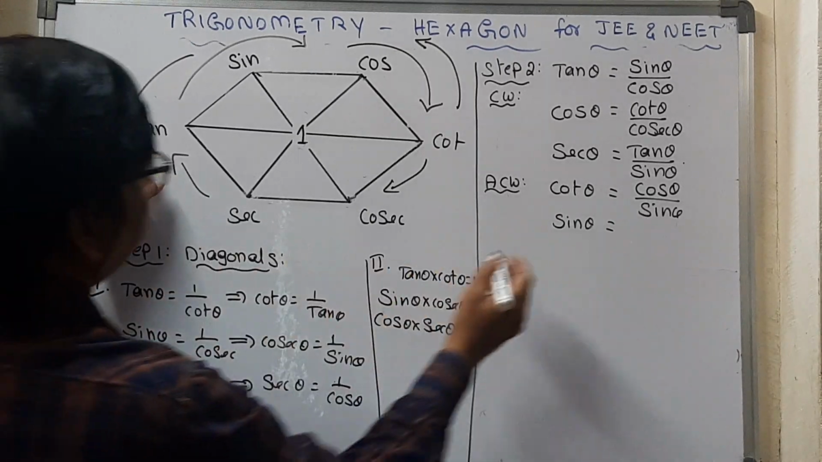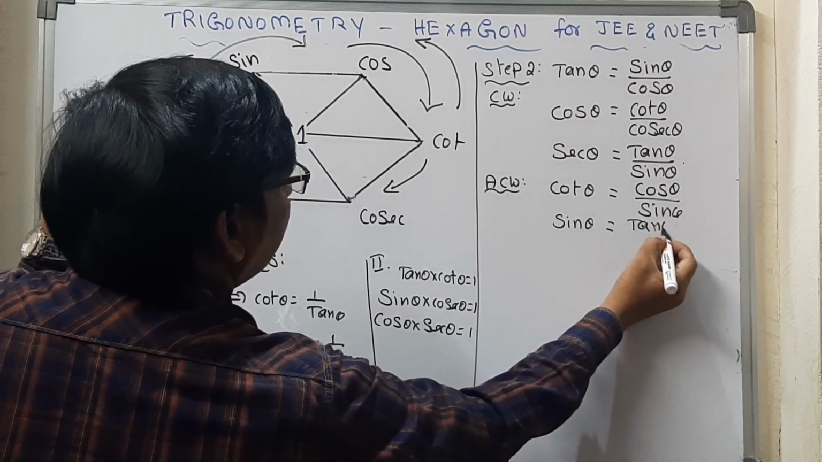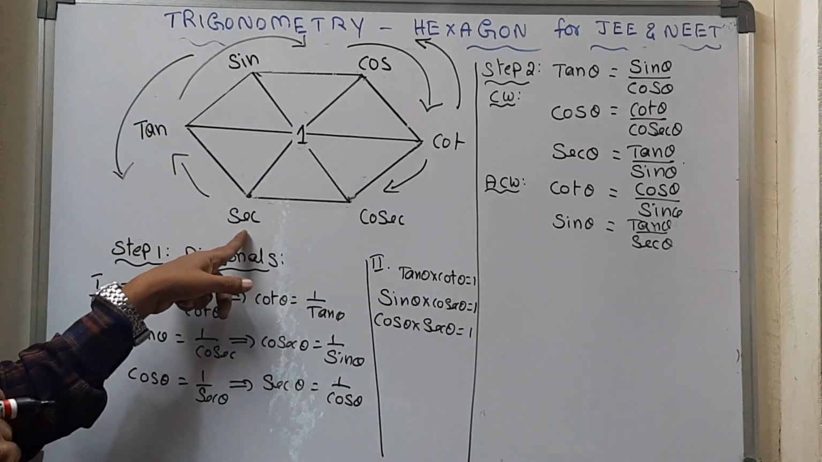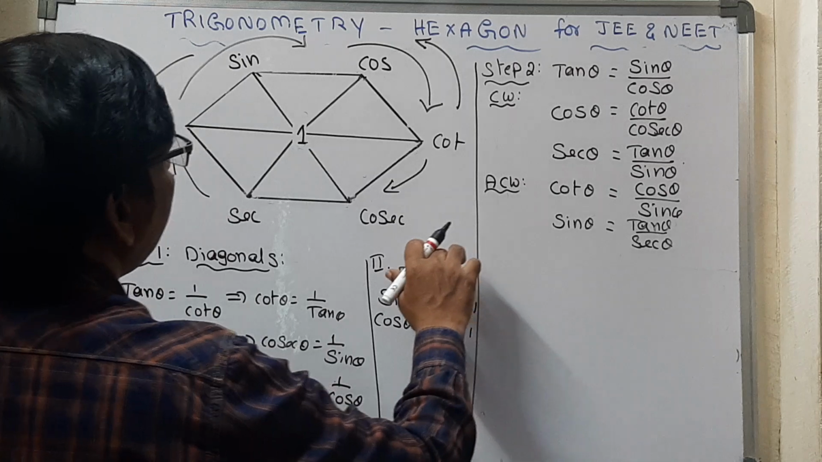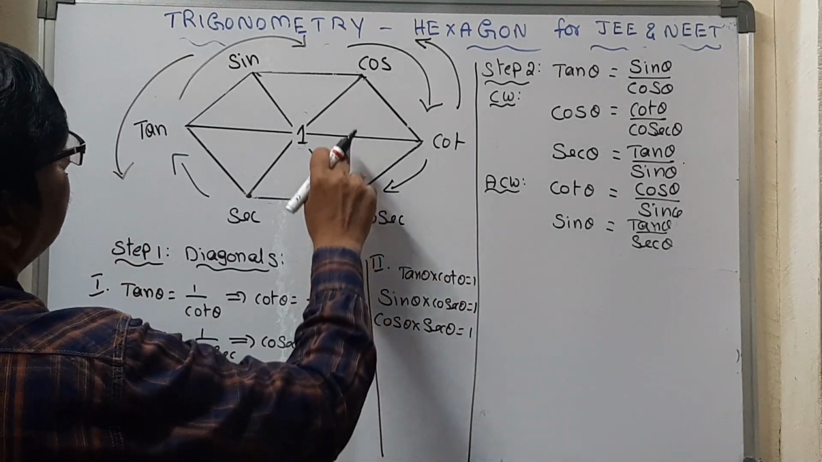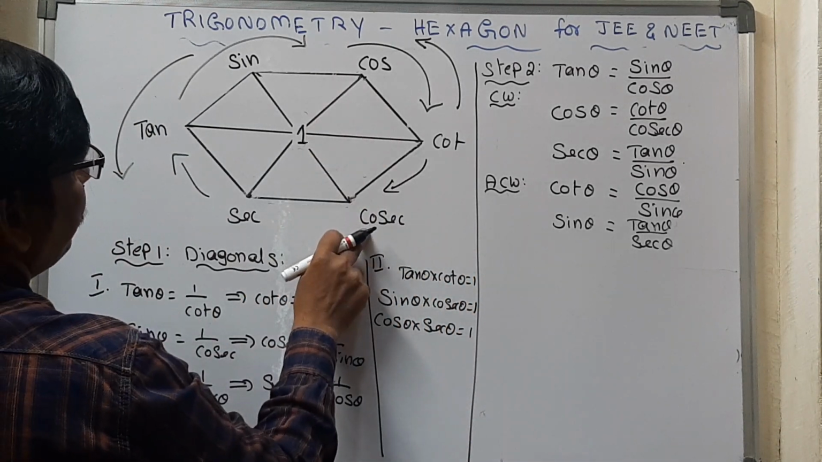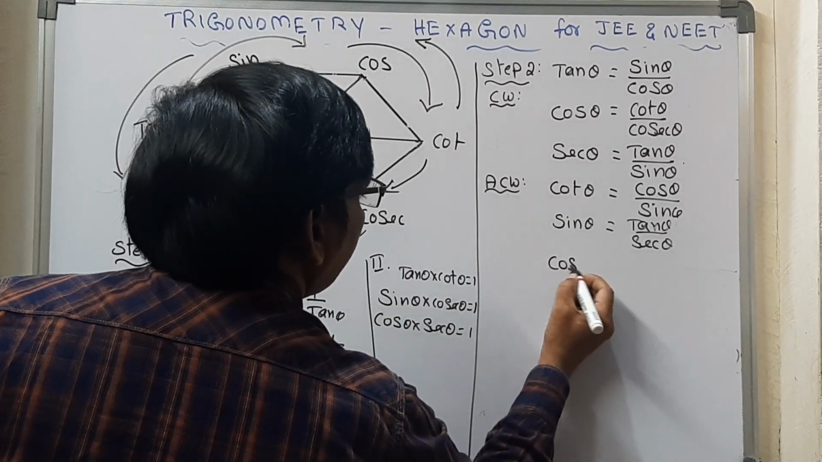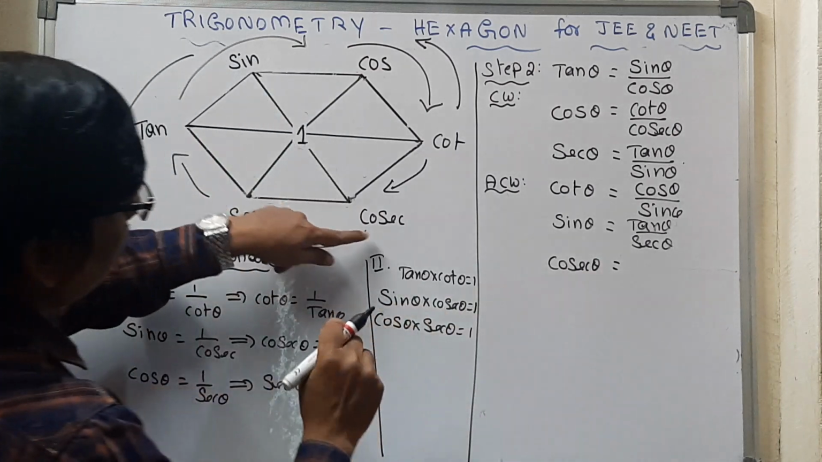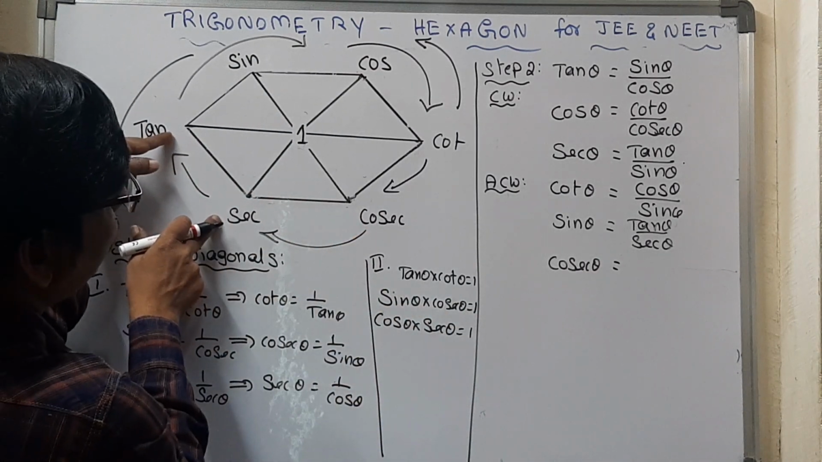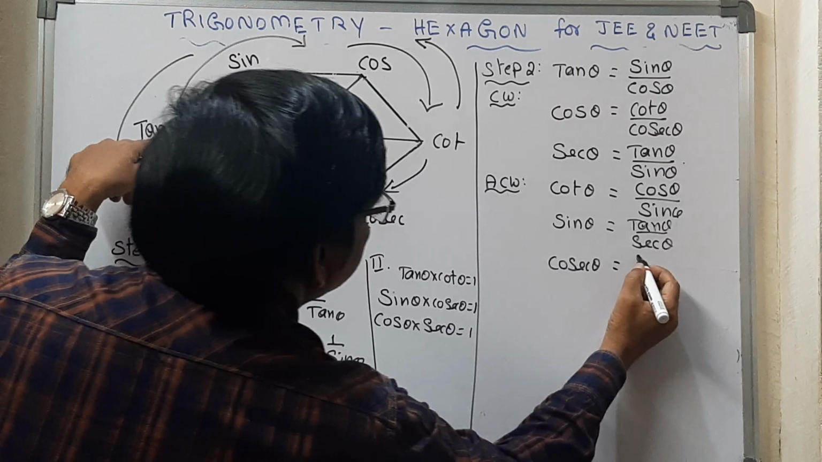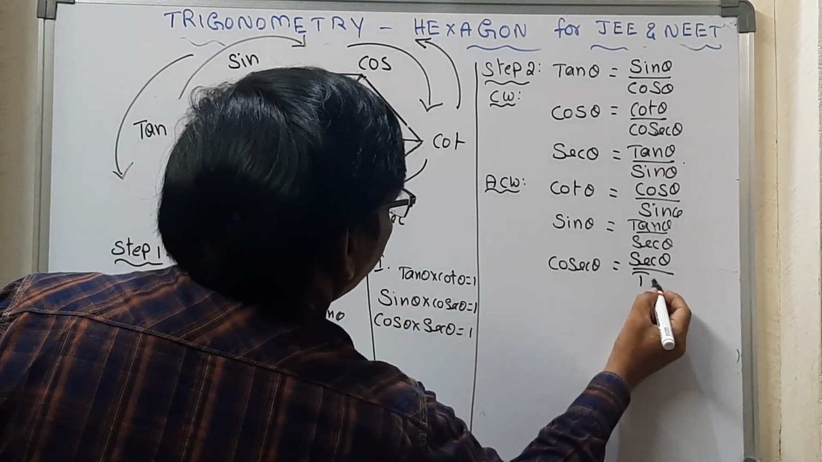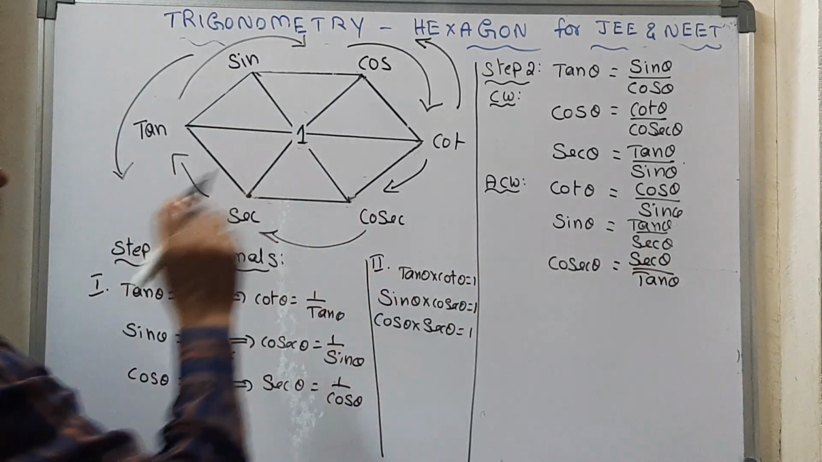Tan theta and sec theta. So tan theta by sec theta. Now take one more randomly, right from here. Cosec theta is equal to, right from here. When we take these two, they will be the associates. So then secant theta by tan theta, we will get tan theta. And so that is step 2.